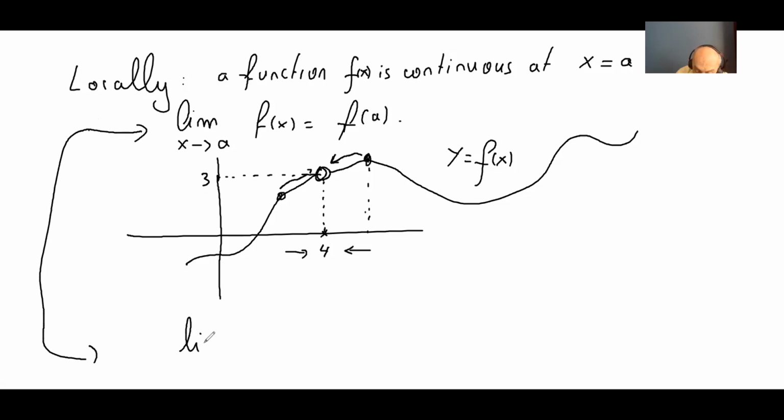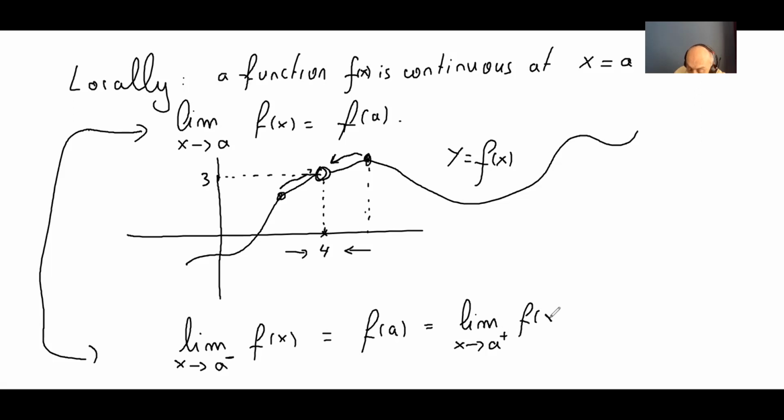So we say that the limit as x approaches a, and this is the same as the one here, but it's a little hidden, because remember when we define limits, we do limits from the left and limits from the right. So the limit as x approaches a from the left of f of x has got to be equal to f of a, and that has got to be equal to the limit as x approaches a from the right. So only then is the limit equal to f of a.